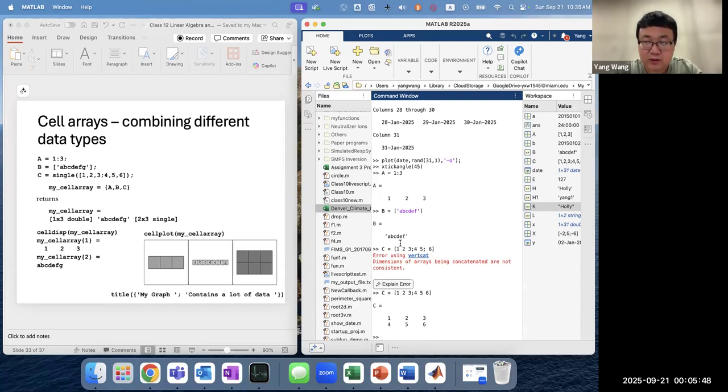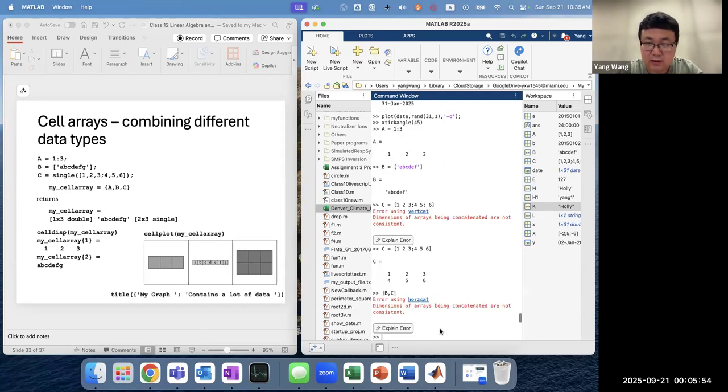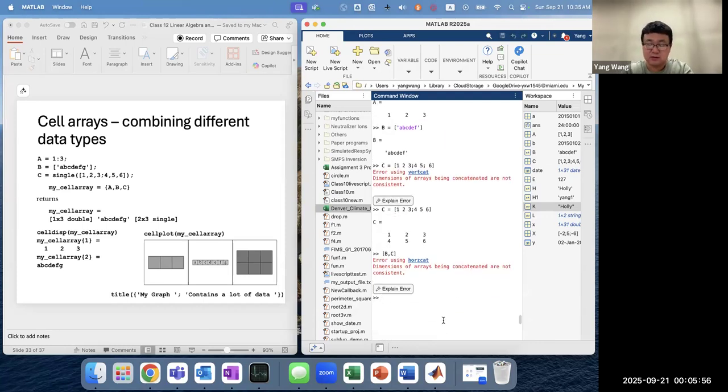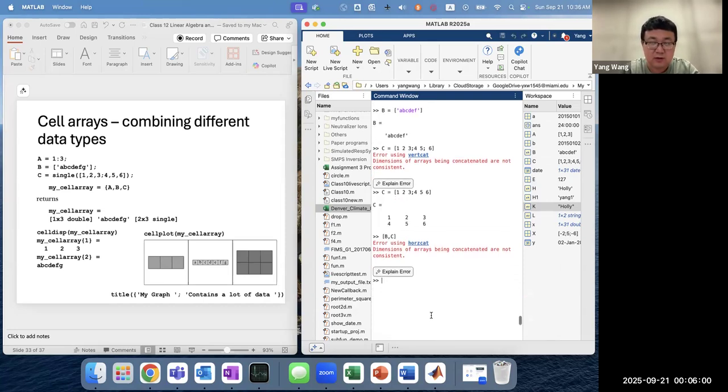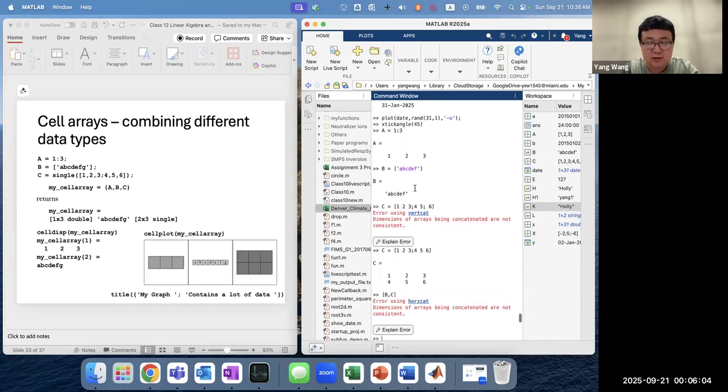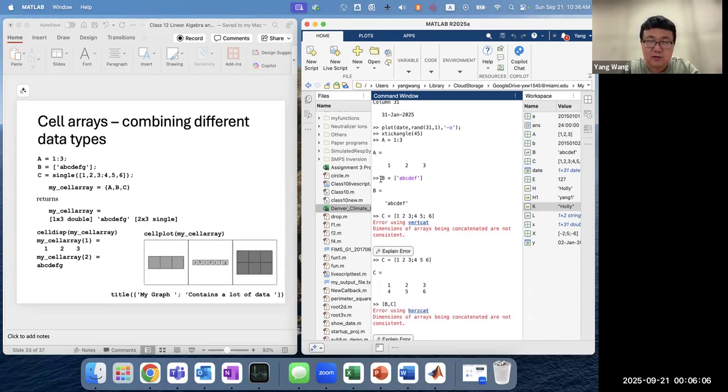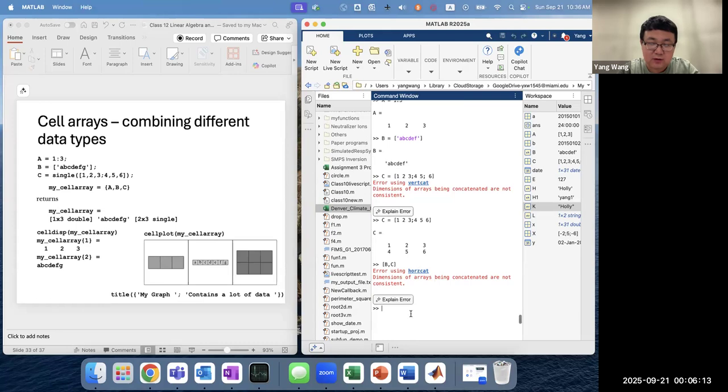So if you directly merge these together, you cannot, right? For example, if you want to merge B and C together, it's going to say that the dimension is not consistent, right? The type is also not consistent. So then how do we merge these data together? This could be the case because you could have a data set that has student names and also, let's say, their score or their calculation results, right?